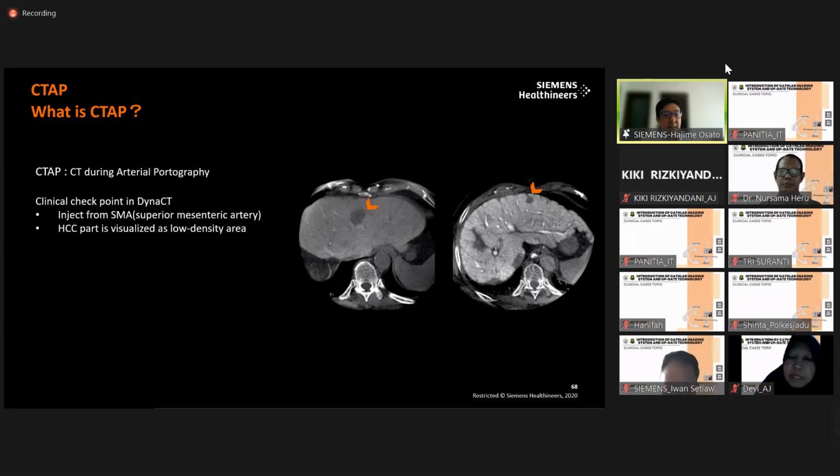On the other hand, normal liver tissue is nourished by the portal vein. Therefore, liver tissue is enhanced in the CTAP. So we look for this difference in contrast medium enhancement in CTAP. SMA DSA will be skipped when CTAP is performed. The normal liver tissue is enhanced like this, and the HCC part gets a low density area like this.